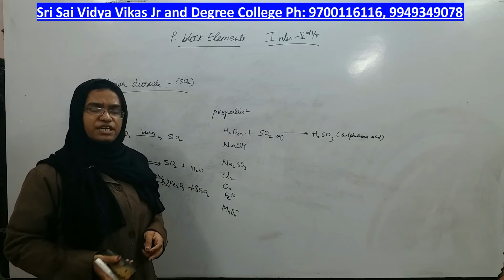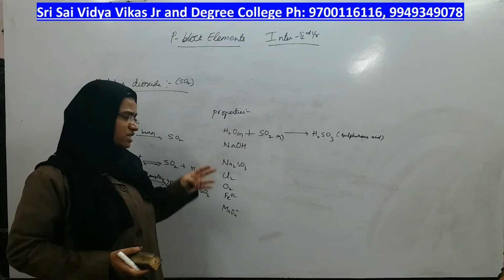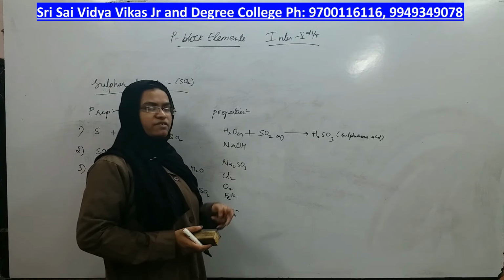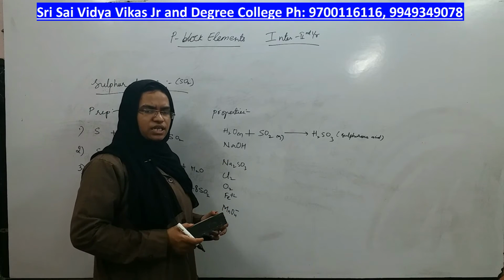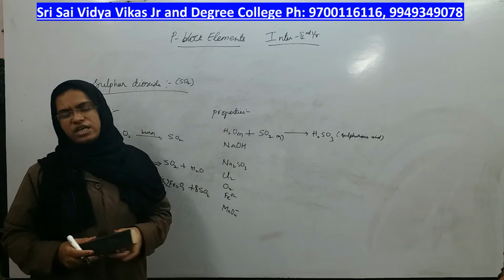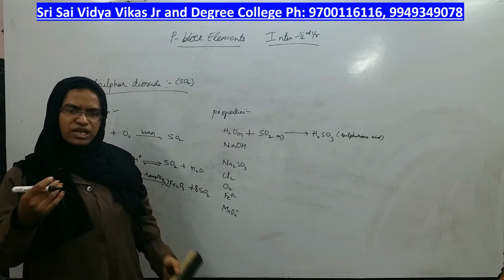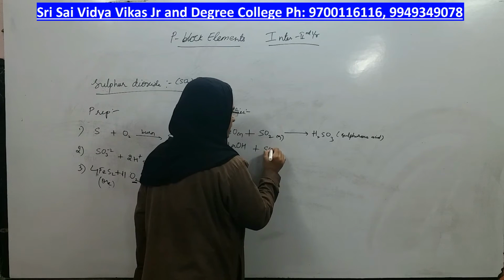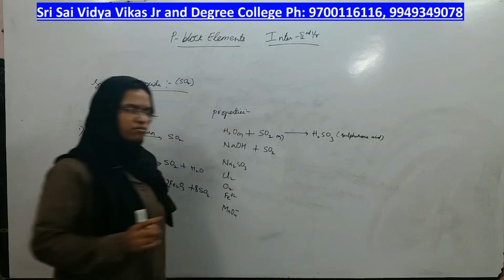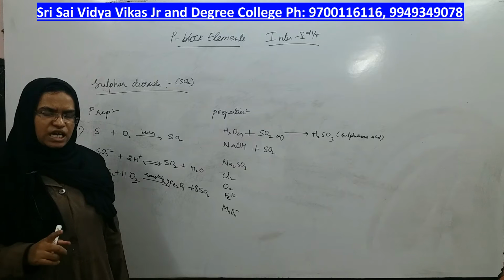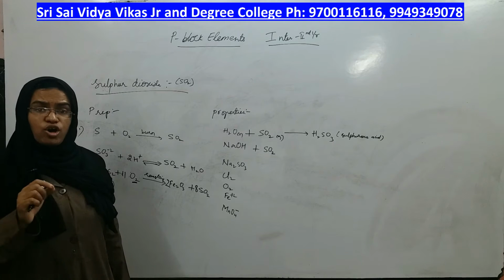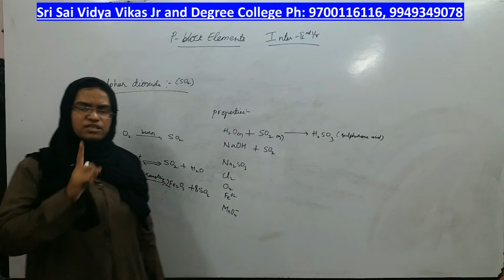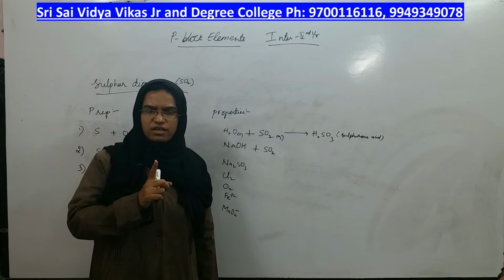What is the next property of sulfur dioxide? It reacts with alkali. Which example of alkali have I taken? I have taken sodium hydroxide as an alkali. Not just sodium hydroxide, I can take potassium hydroxide also. Any base can be taken as an example. If you remember from yesterday's class, we discussed oxides, and in that there was acidic oxide.